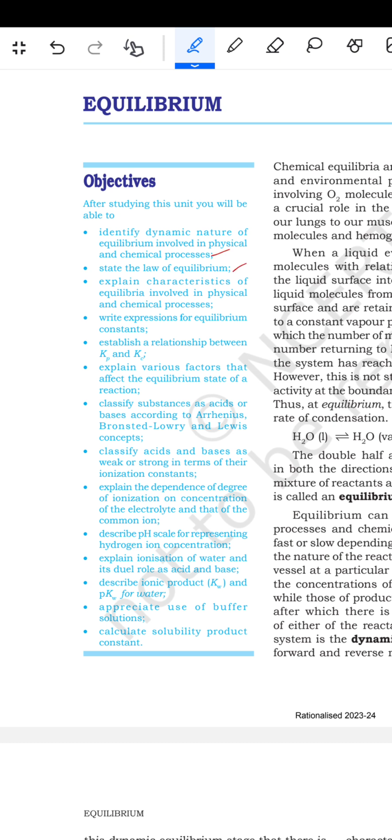State the law of the equilibrium, explain the characteristic of the equilibrium involved in the physical and the chemical processes. Write the expression for the equilibrium constant. Establish a relationship between the Kp and the Kc.